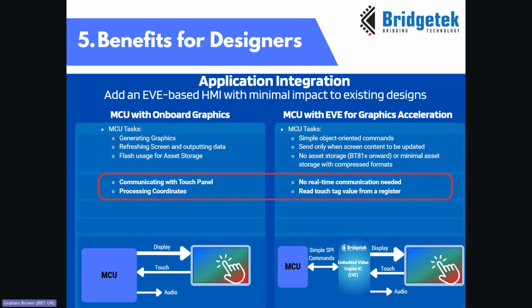Touch also can be a burden on the MCU. The MCU must communicate with the touch panel and update and receive the coordinates for every touch that occurs, and process those coordinates and then work out which item on the screen is being touched. With Eve, you can actually offload all of that onto Eve itself via the touch engine, as we showed in some of the earlier demos.